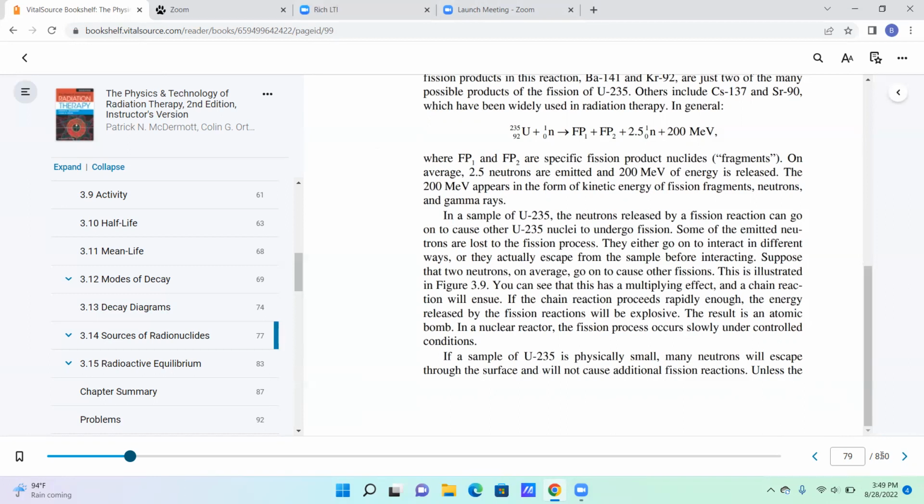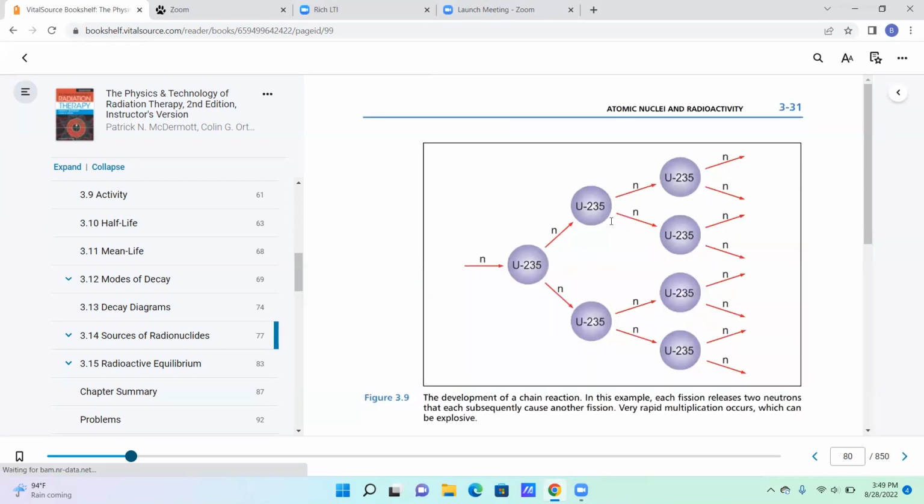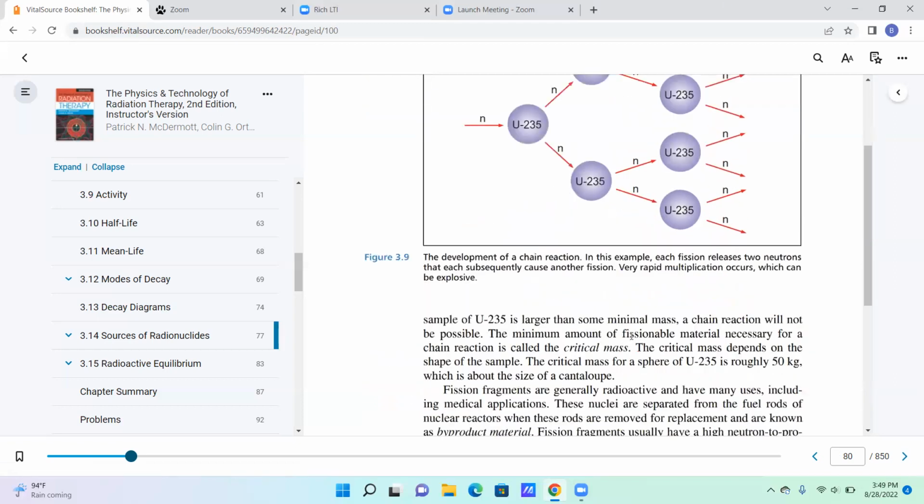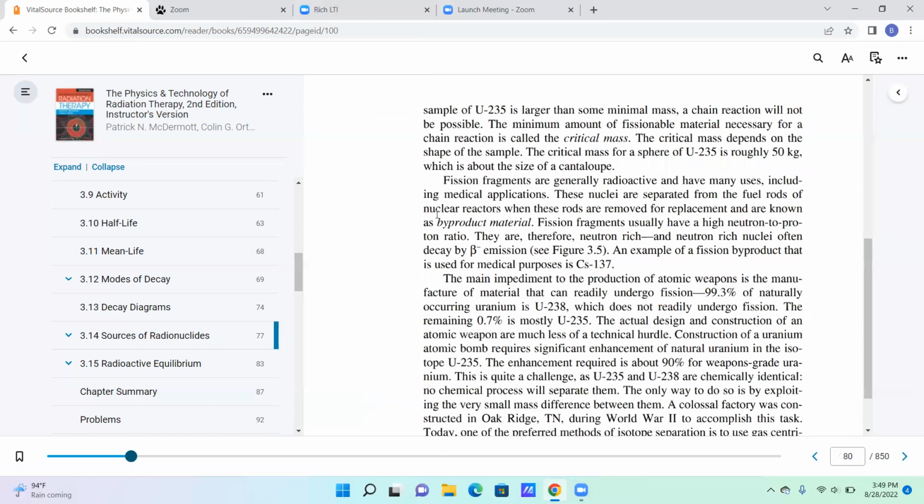If a sample is physically small, many neutrons will escape through the surface and will not cause any further fission reactions. You can see the chain here of what's going on. If a sample of U-235 is smaller than a minimal mass, a chain reaction will not be possible. The minimum amount of fissionable material necessary for a chain reaction is called critical mass. Critical mass depends on the shape of the sample.